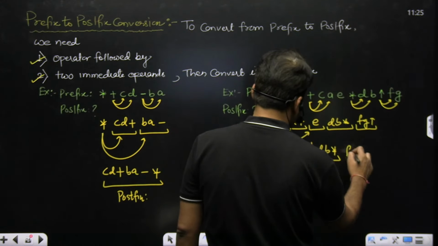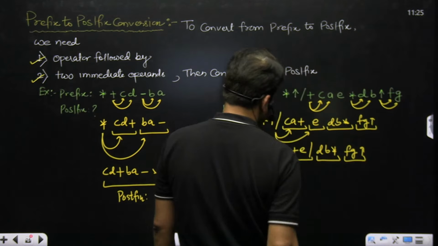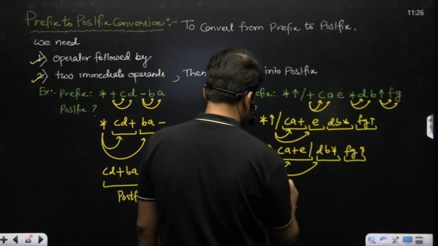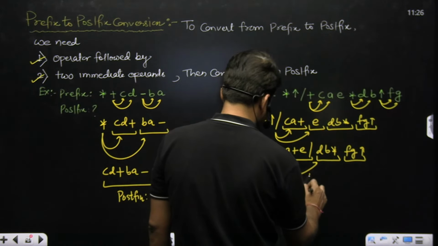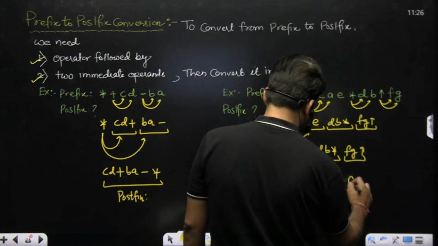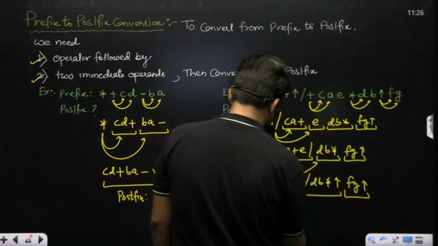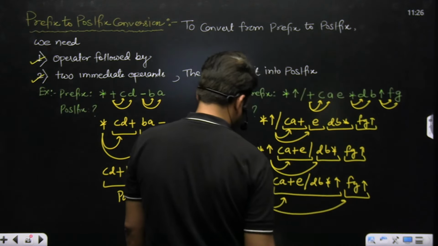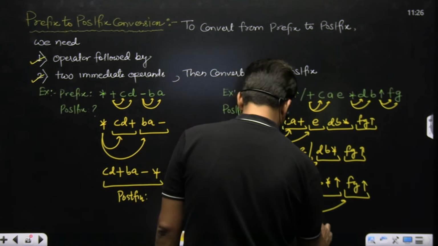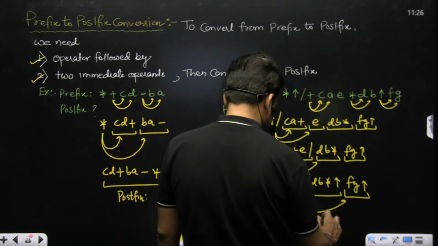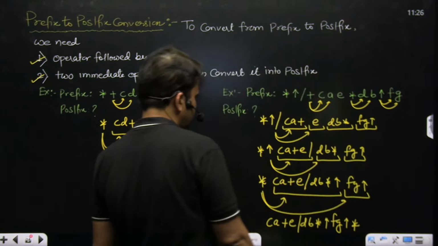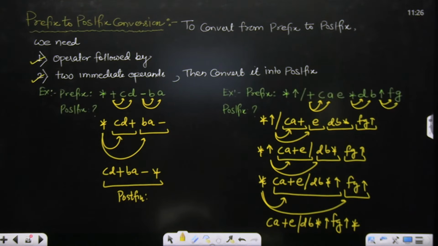DB star and this one. After this, this is the operator, check the two immediate operands. So it will become a single operand. This is an operator, and after this check the two immediate operands. So this is the answer, students.